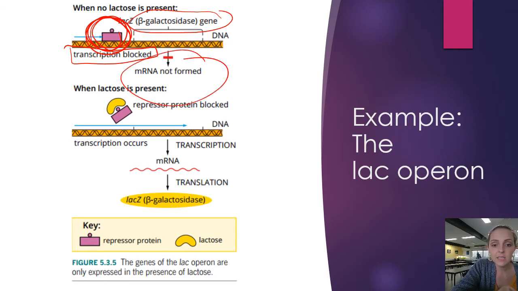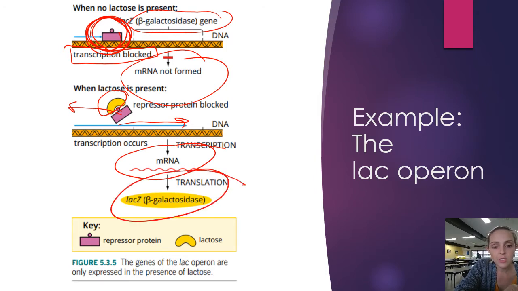When lactose is present, so that's shown by this yellow molecule, the lactose binds to the repressor and removes it. It stops it from binding to the operator region, and so therefore transcription can occur. We get our mRNA, moves on into translation, and our genes of interest are going to be produced, which are going to break down the lactose.